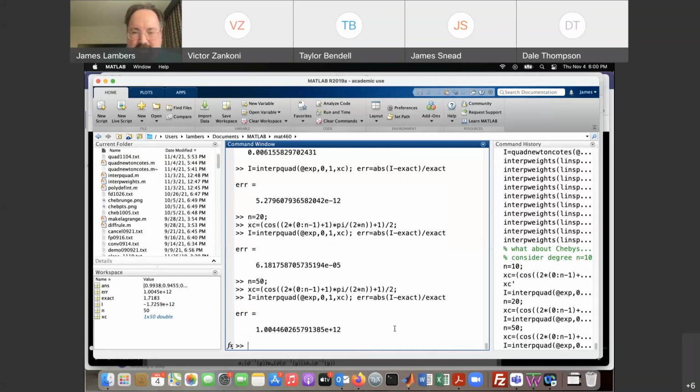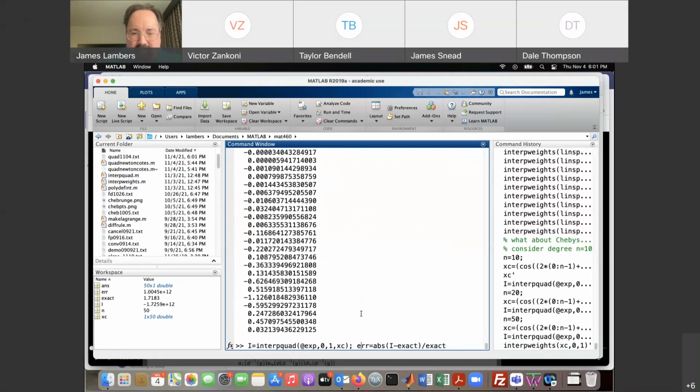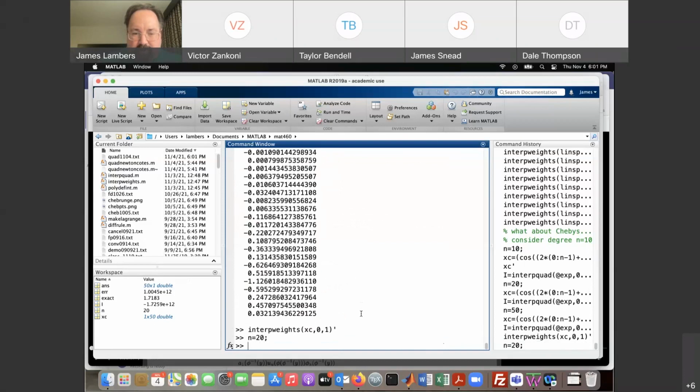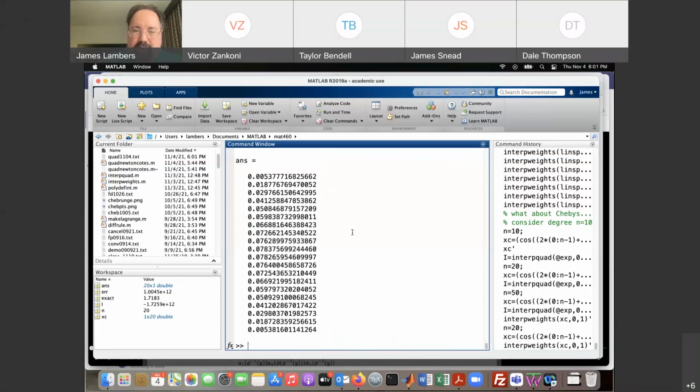I'm going to take a look at the weights. This before was for equally spaced points. I use the Chebyshev points that I just computed for degree 50. Sure enough, there are negative weights. Or let's say for n equal 20. These are still positive weights, and the result in that case was at least reasonable. But eventually it goes bad.